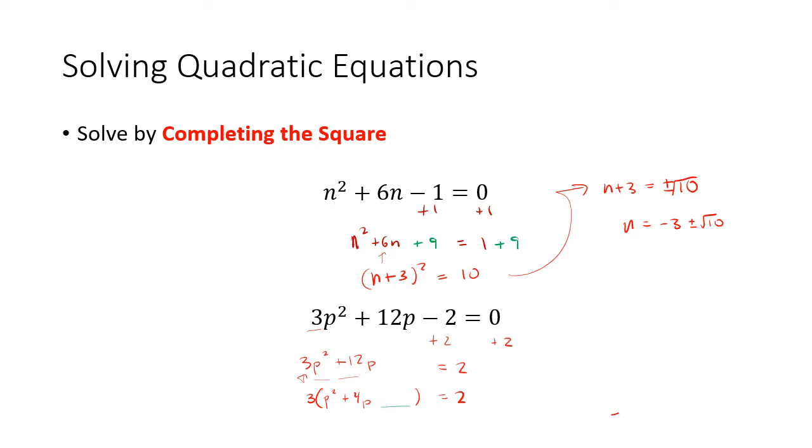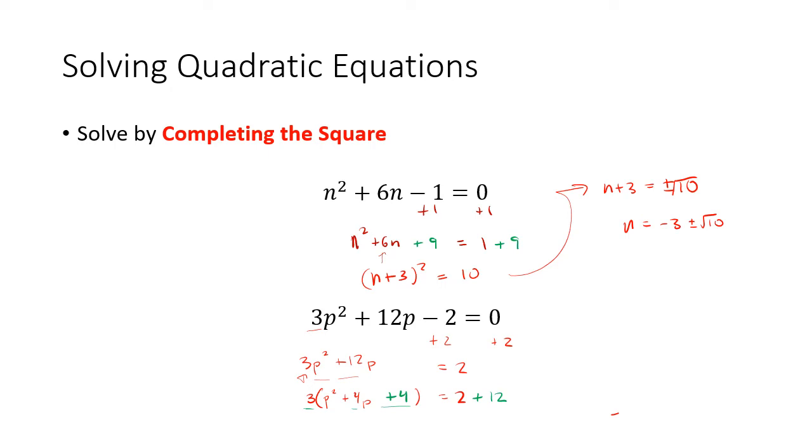Well, we need a perfect square trinomial inside the parentheses. So 4 divided by 2 is 2, squared is 4, so we need to add 4 here. Now, what did we just do to the left side? We added 4 in the parentheses, but everything in the parentheses is being multiplied by 3. So really, we added a value of positive 12 to the left side. So we need to do the same thing to the right side.